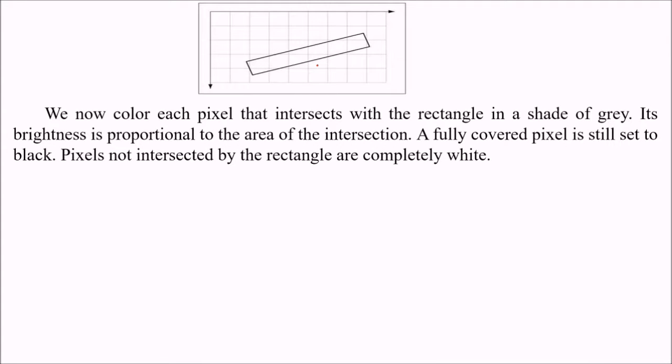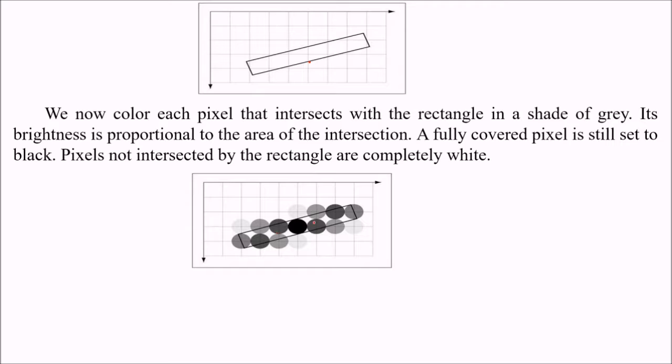We now color each pixel that intersects with the rectangle in a shade of gray, so its brightness is proportional to the area of intersection. A fully covered pixel is still set to black. Pixels which are not intersected by the rectangle are completely white, like this. Okay, hope you got this idea.